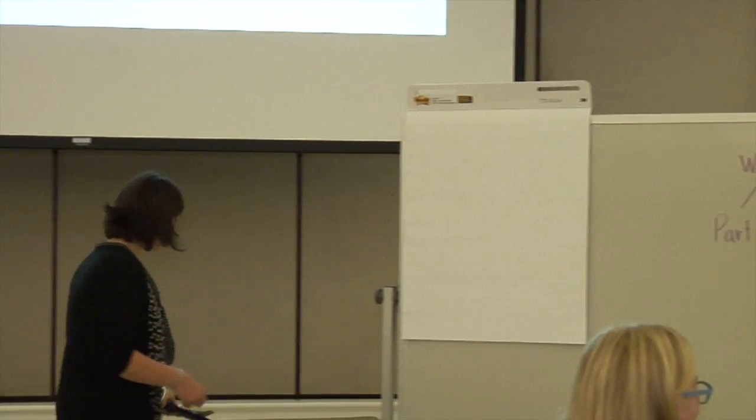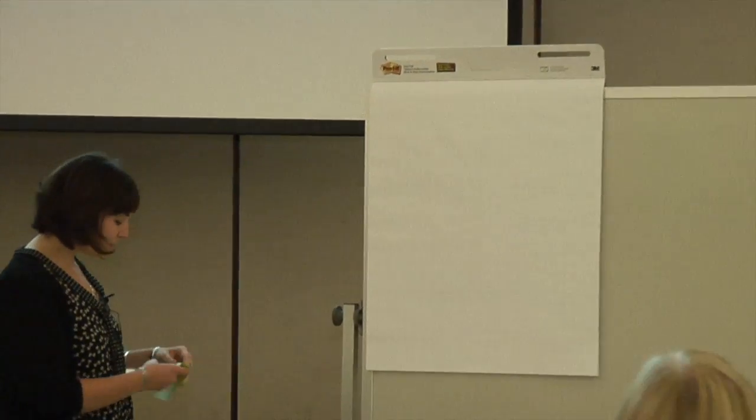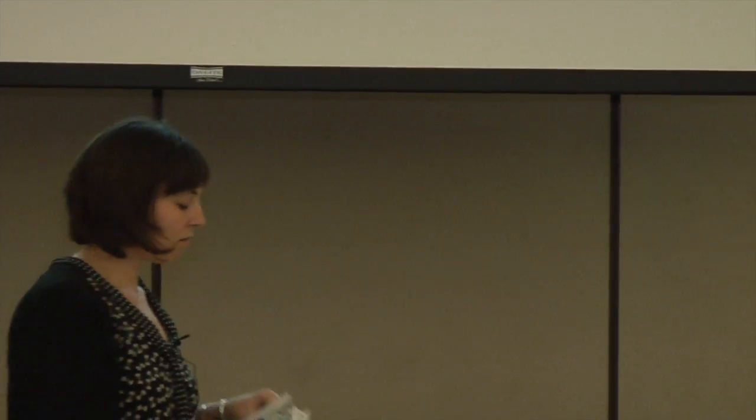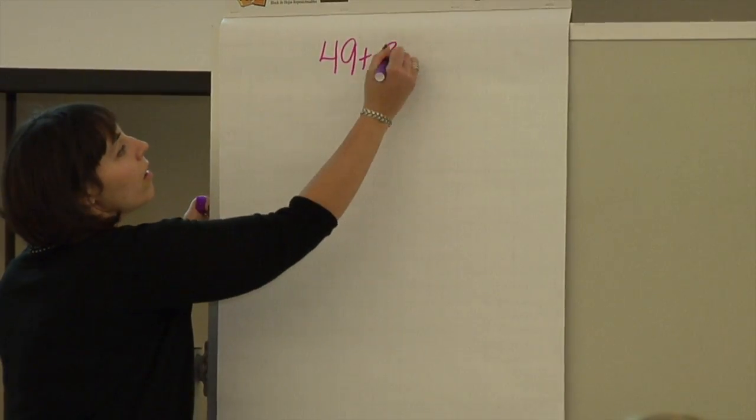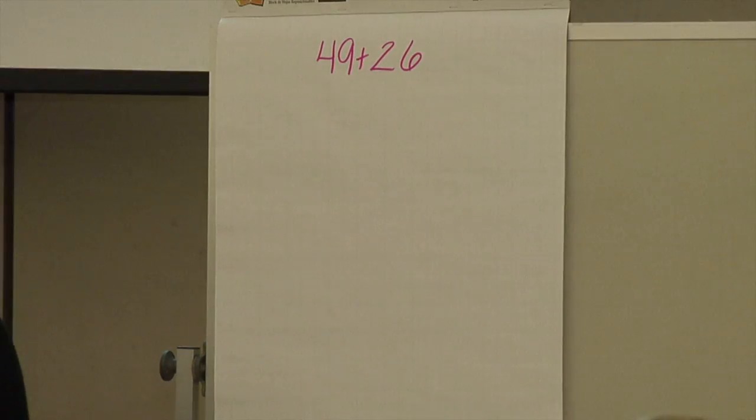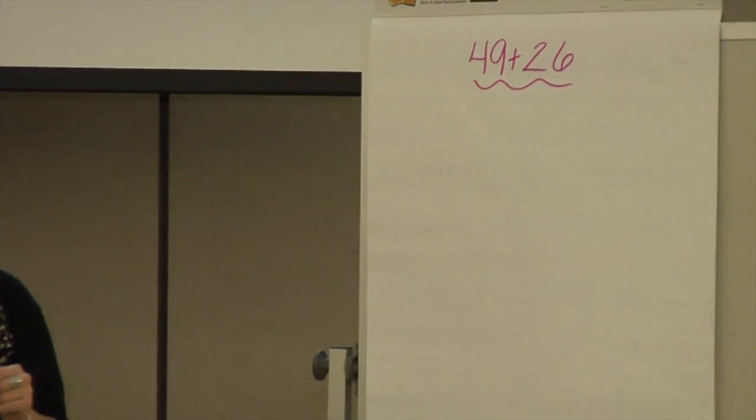Most of you were not here in the first one, so I think we'll just do them together. So the kids may get something like 49 plus 26. And they're asked to come up with as many different strategies to solve that as possible. Okay? And so let's hear some. What do you do when you see this problem? What's your first thought? Marnie?